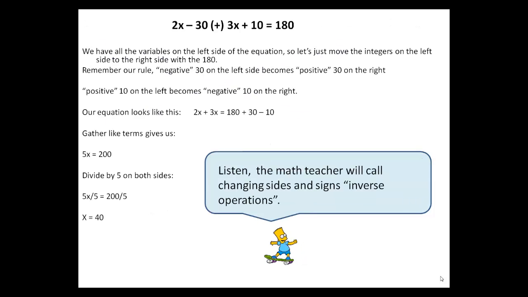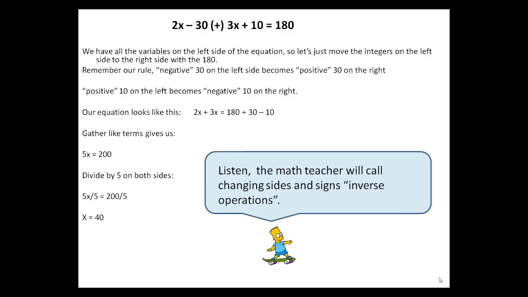We have all the variables on the left side of the equation already, so let's just move the integers on the left side to the right side with the 180. Remember our rule, negative 30 on the left side becomes positive 30 on the right. Positive 10 on the left becomes negative 10 on the right. Our equation looks like this. 2x plus 3x equals 180 plus 30 minus 10.